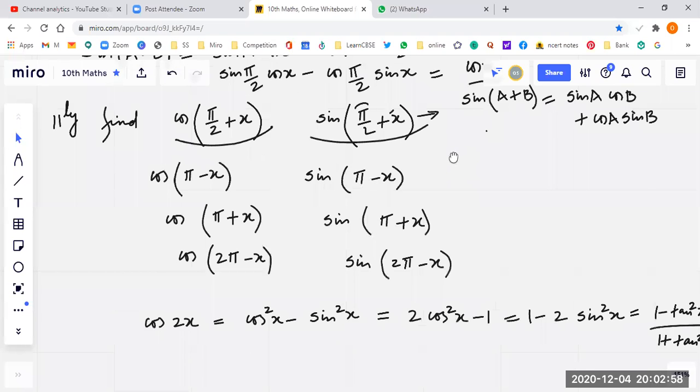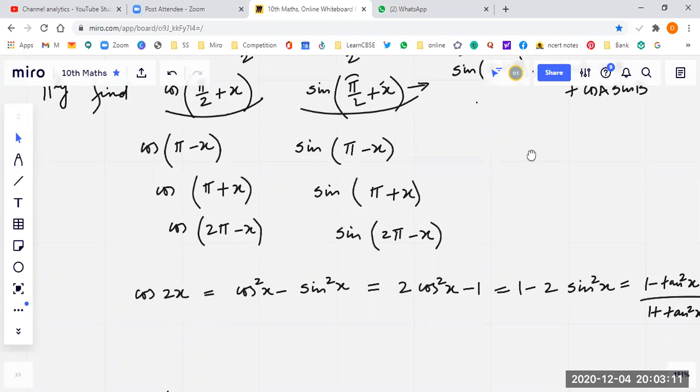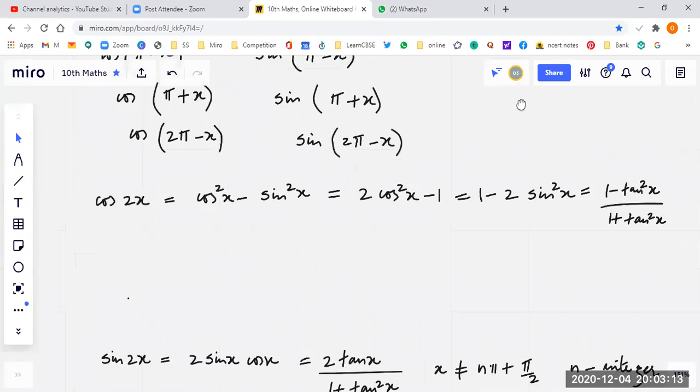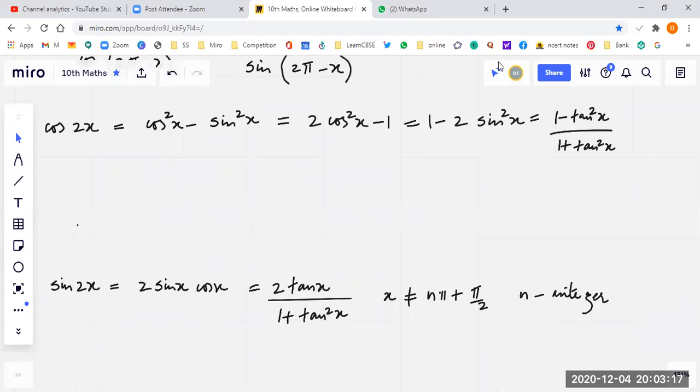So after seeing this video and deriving them, write down the answers in the comment section. Cos pi by 2 plus x, sin pi by 2 plus x. Similarly, cos pi minus x, sin pi minus x. Do them two times, so you might enjoy them, right? These are results. Now these are identities.